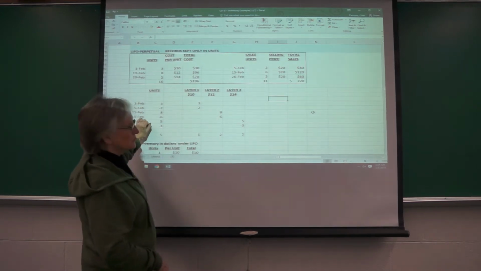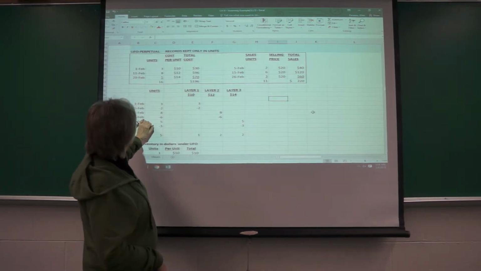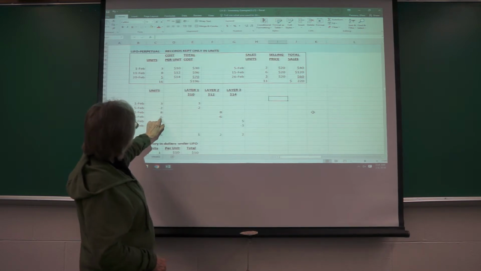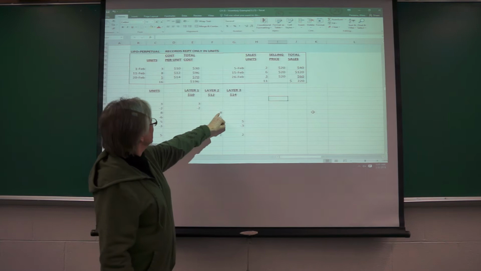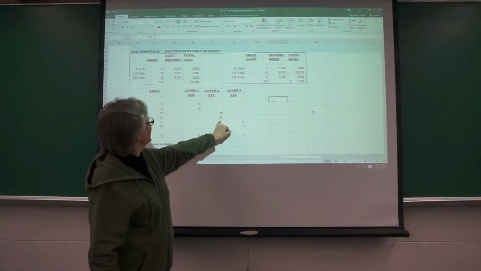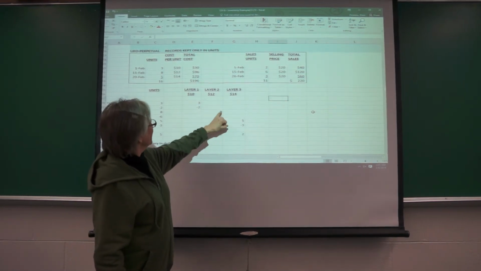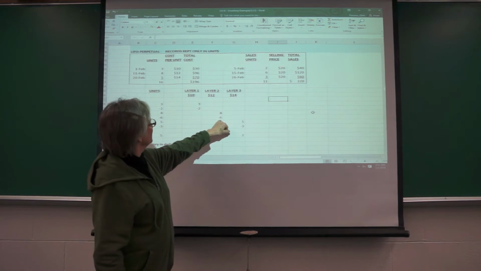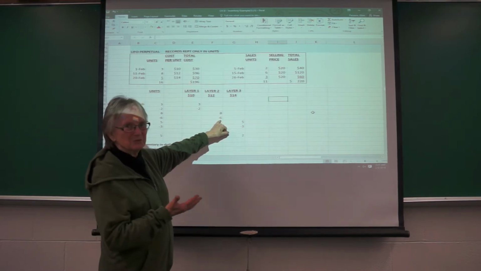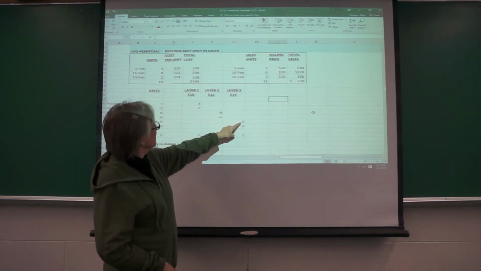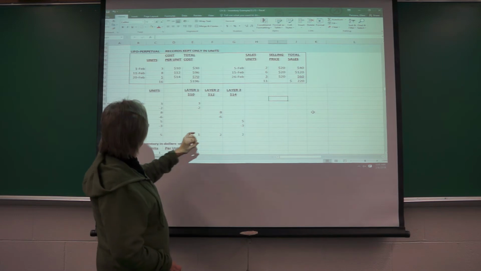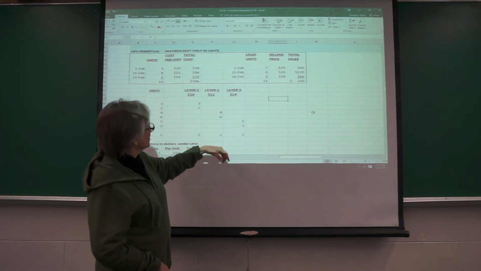Now, this is where LIFO is different from FIFO. When we sell these 6, which 6 do we sell? Last in, first out. We're taking them out of layer 2. We're going to let layer 1 be. And so now we've taken 6 out of layer 2, because that was the most recent purchase, the last in. Okay, now we buy some more. So now we've got 3 layers. We've got 5 at 14. Then we sell 3. Which 3 do we sell?